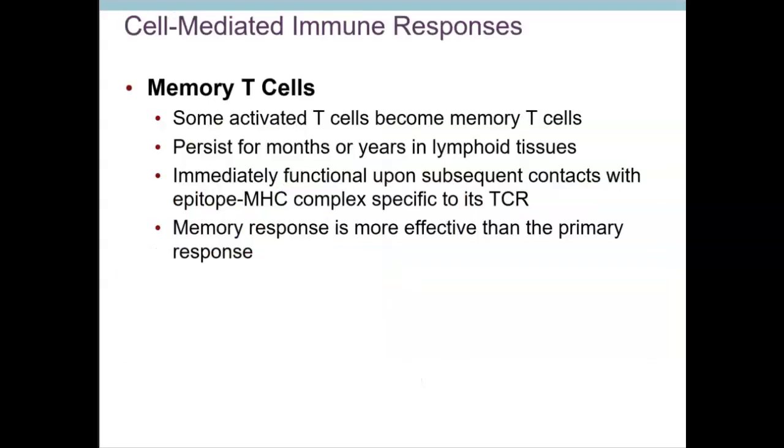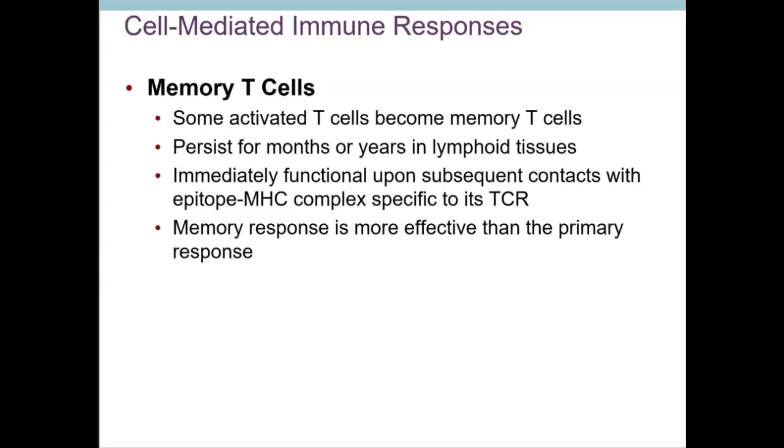Now, previously I mentioned the memory T cells. Some of those activated T cells become memory cells. They can persist for months or even years in the lymphoid tissues. And so these cells just sort of hang out in there. They aren't really doing much. They're maybe screening fluids as the lymph moves through the lymphoid tissues that these guys are in. They kind of screen and wait for their epitope to appear again.